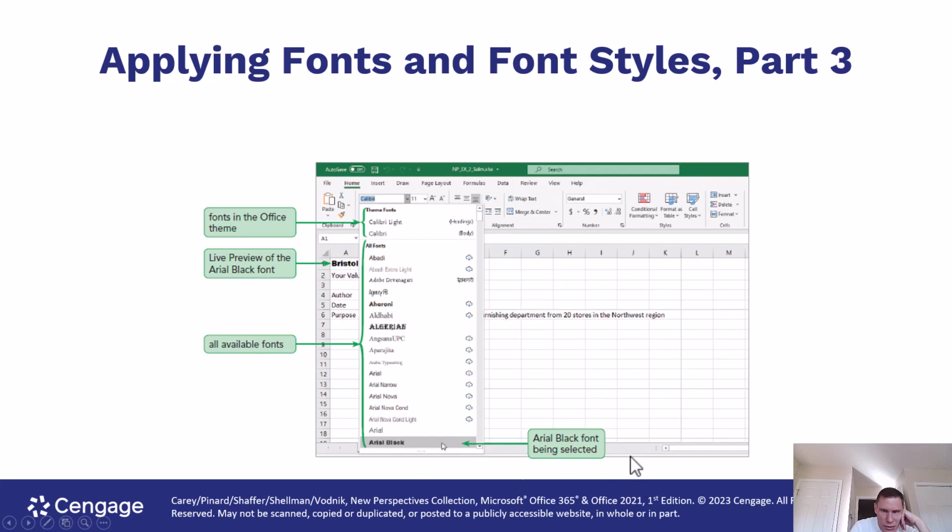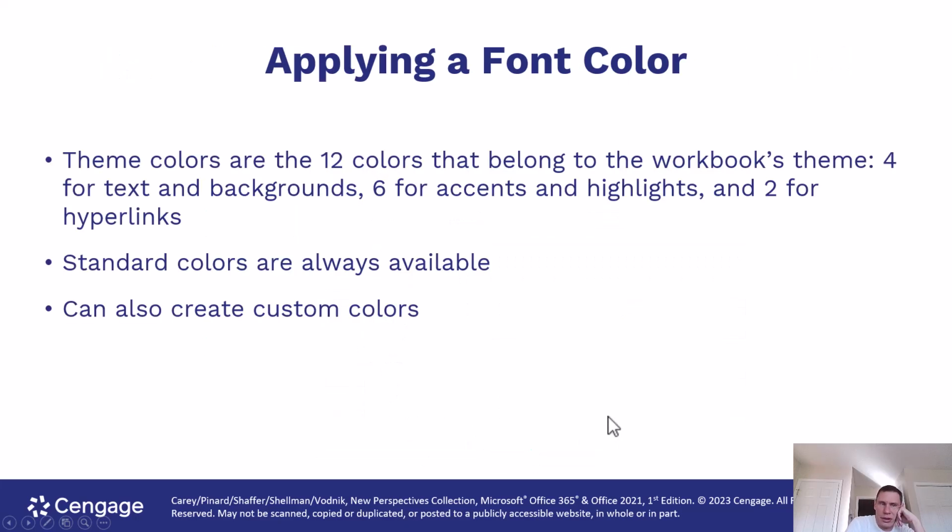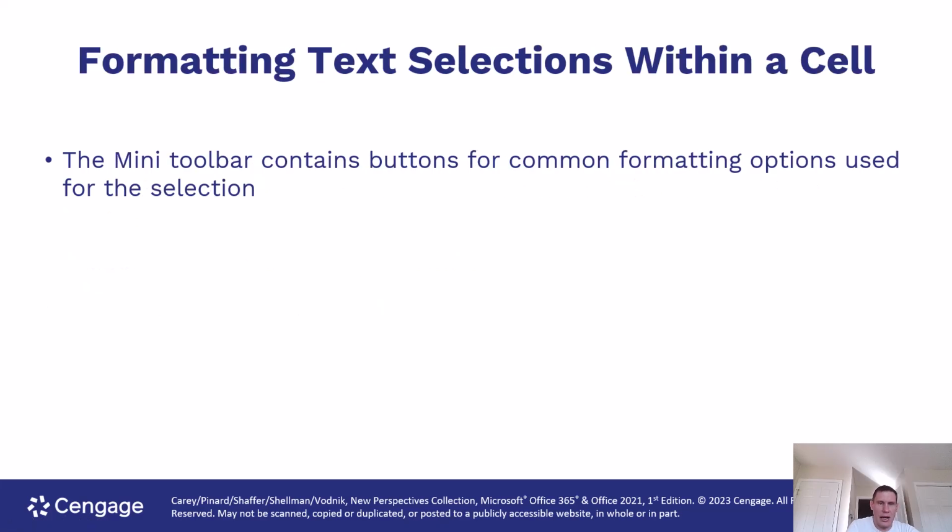So, applying a font color. The theme colors are the 12 colors that belong to the workbook's theme: 4 for the text and the backgrounds, 6 for the accents and highlights, and 2 for hyperlinks. The standard colors are always going to be available, regardless of what you're doing. You can also, and a lot of people don't realize this, create custom colors in Excel. The mini toolbar contains buttons for common formatting options used for the selection.